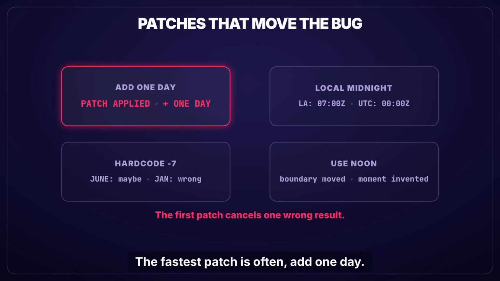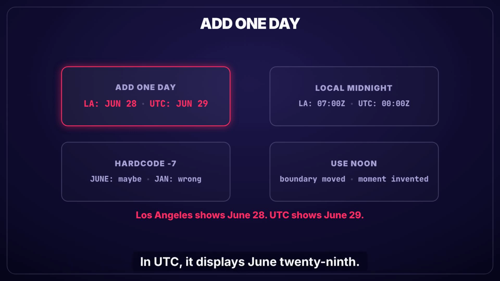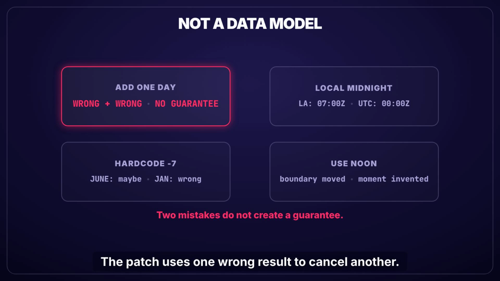The fastest patch is often add one day. That makes this Los Angeles example display June 28th. In UTC, it displays June 29th. The patch uses one wrong result to cancel another. It cannot be a data model.